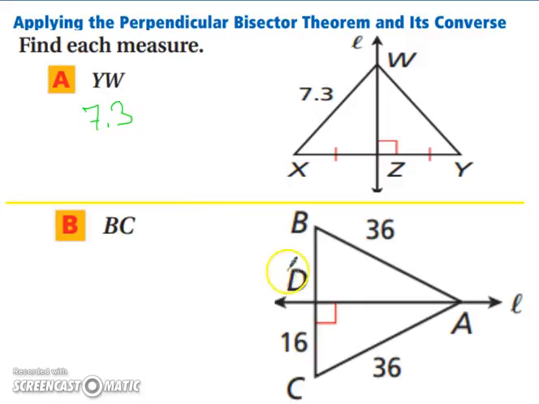The converse: if, for example, AB and AC are congruent, and you have this line being perpendicular, you know that line L is cutting BC in half, meaning that if DC is 16, you know that BD will also be 16, which means that the total from B to C will be 32.